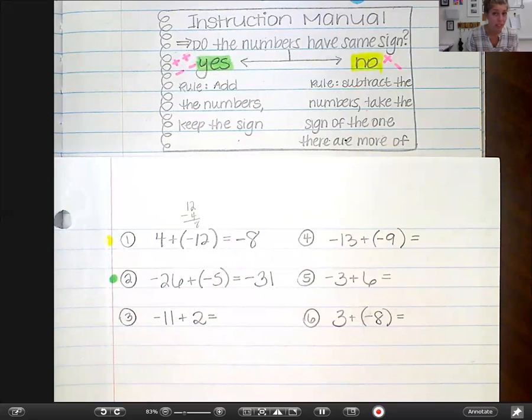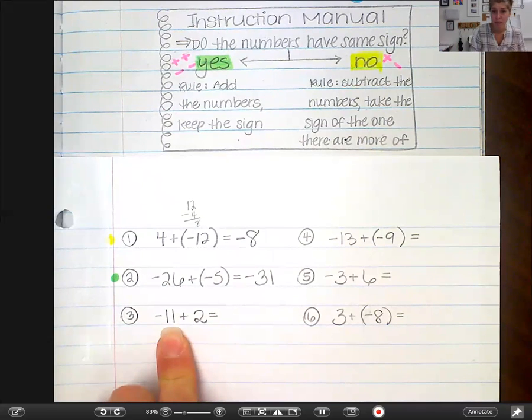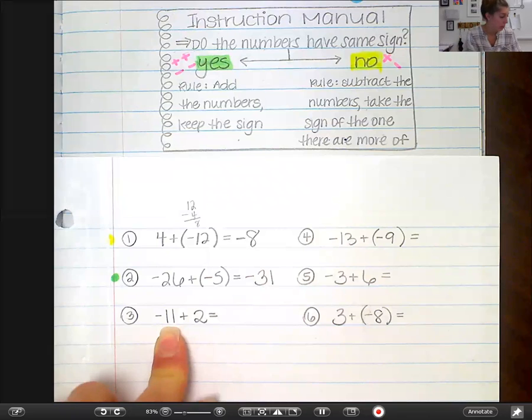So we're going to practice these with a few more whole numbers. Then we're going to start looking at decimals and fractions. So for number 3, I just want to make sure I'm recording. I have a bad feeling that I'm not recording. Okay, good. Okay. That's happened before many, many times.